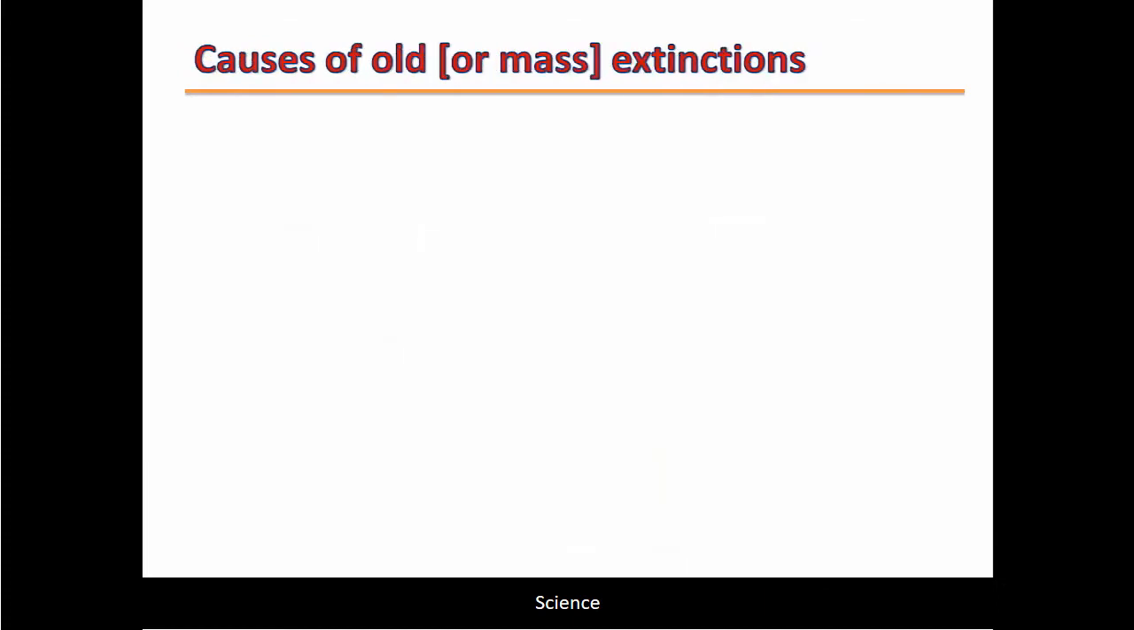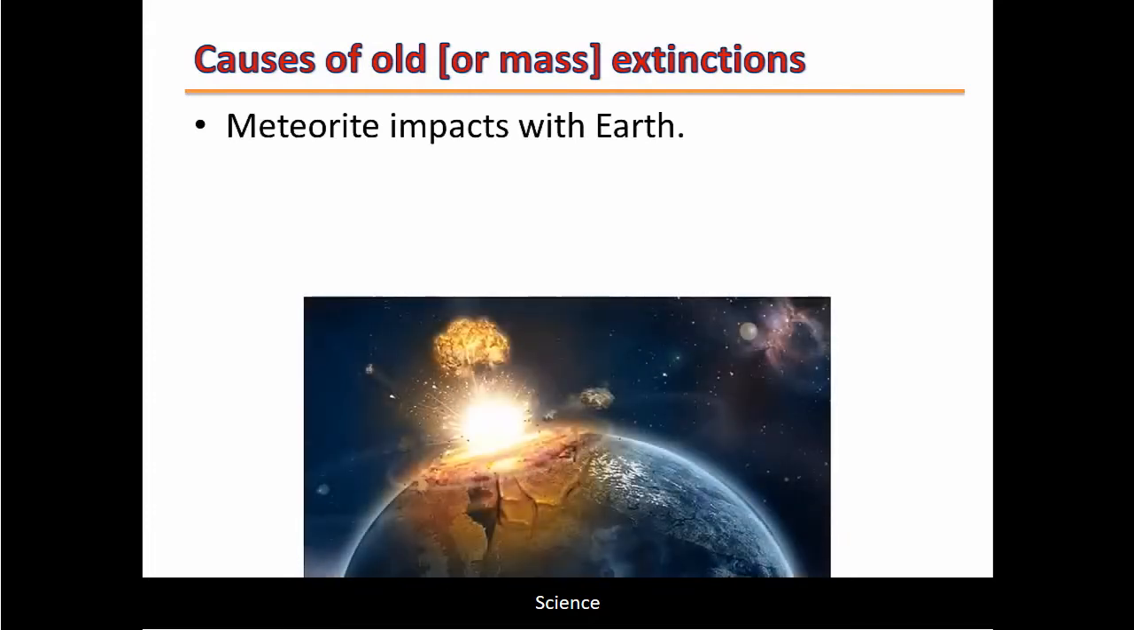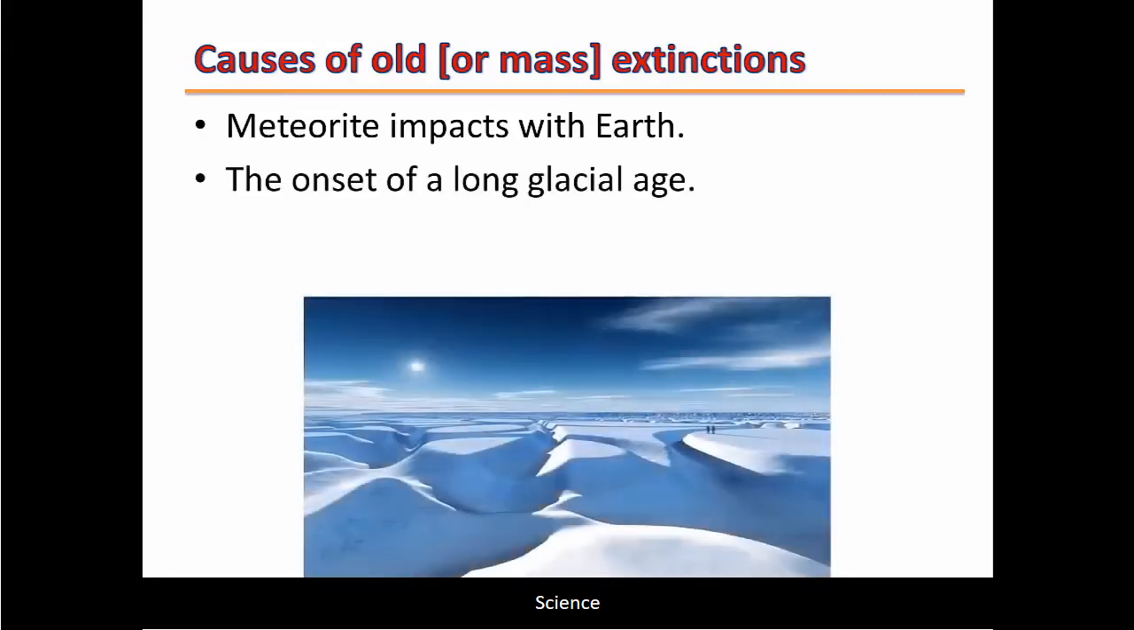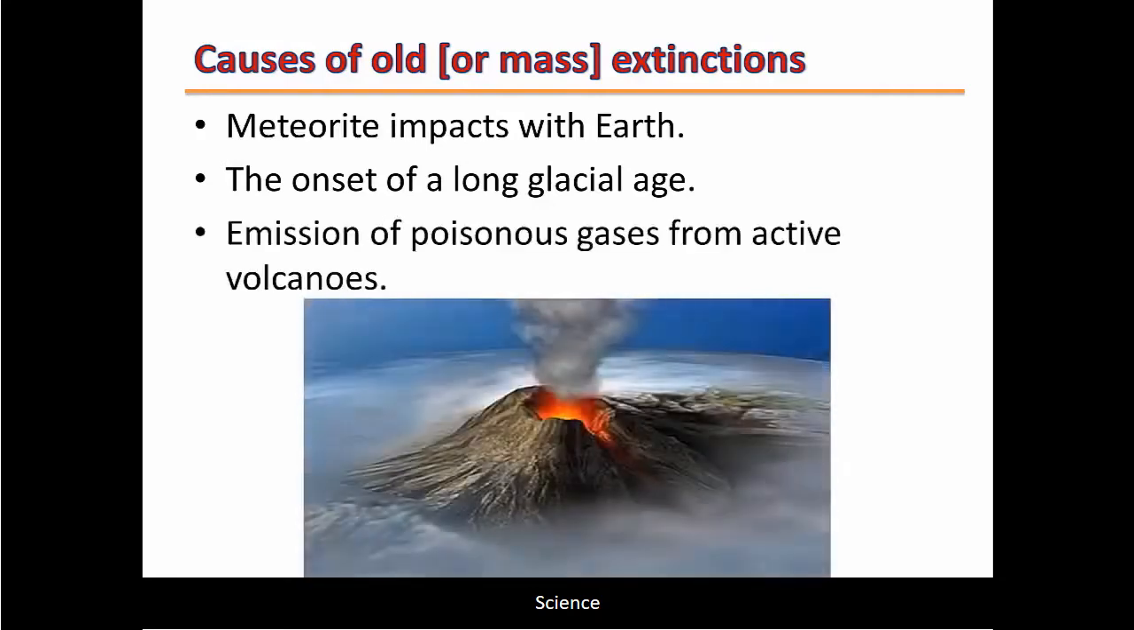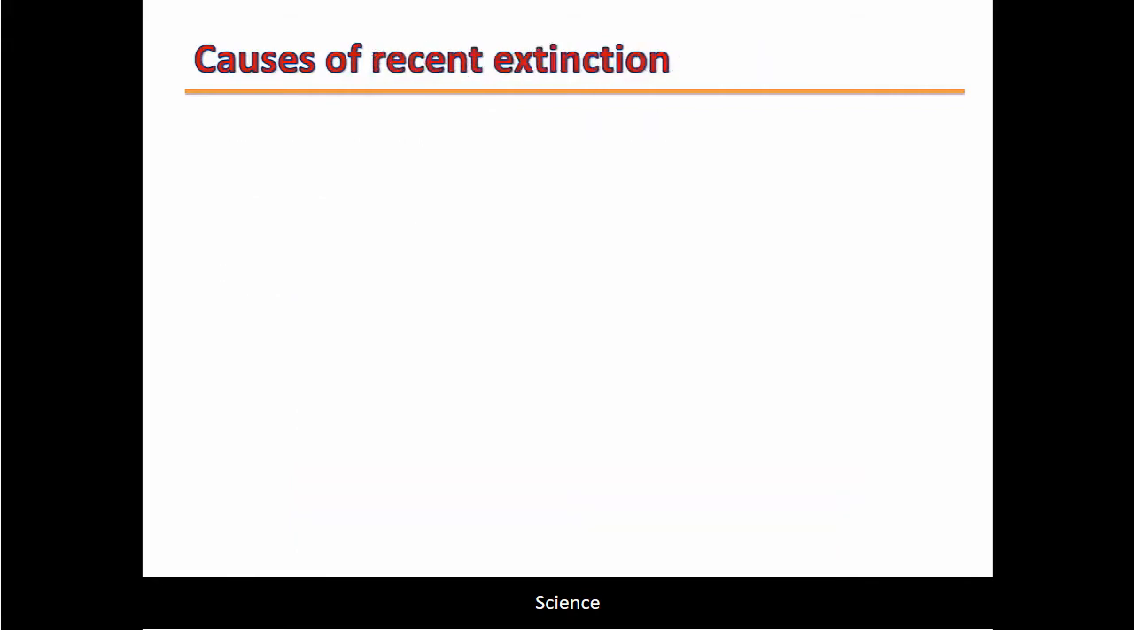Causes of old or mass extinctions. The first reason for old extinction is meteoroid impacts with Earth. The onset of a long glacial age. Finally, emission of poisonous gases from active volcanoes.